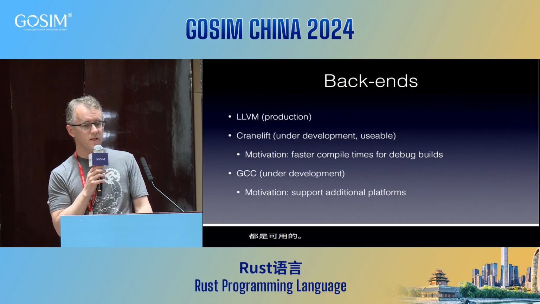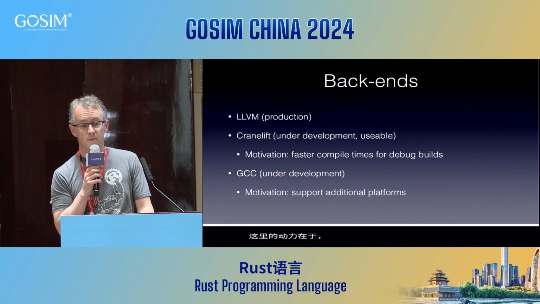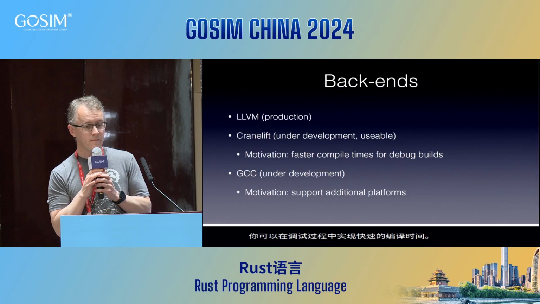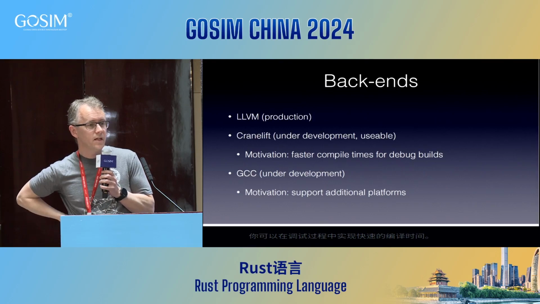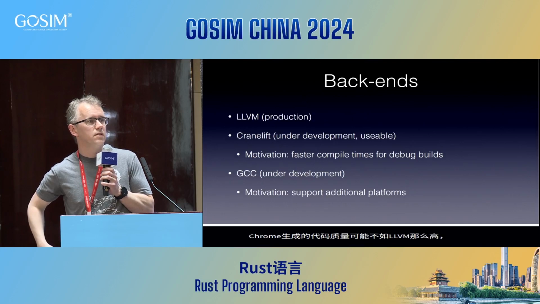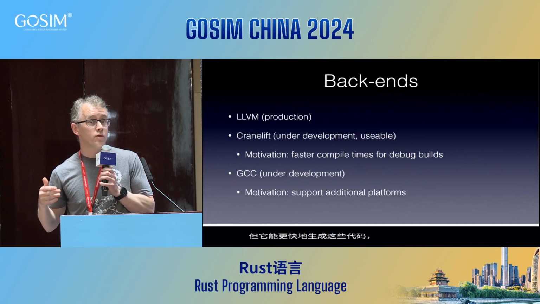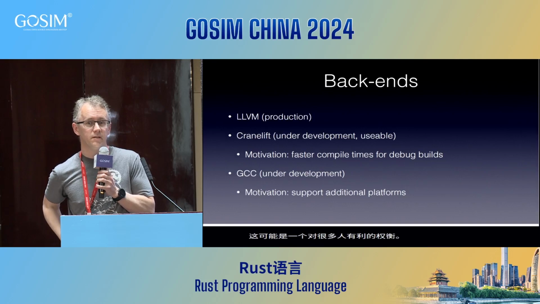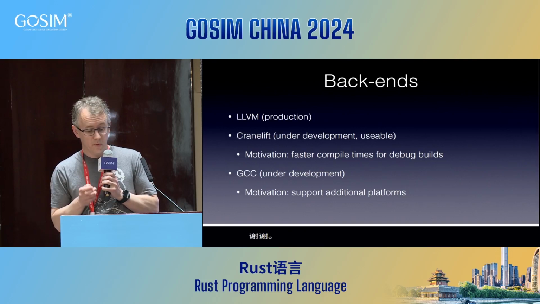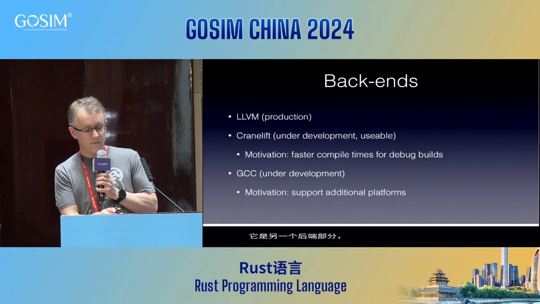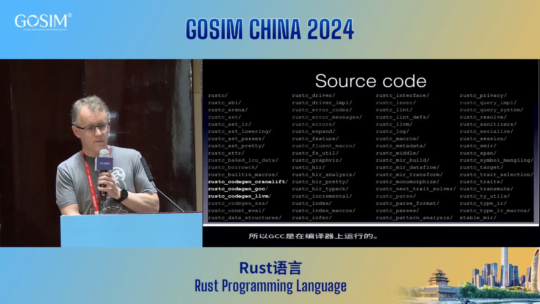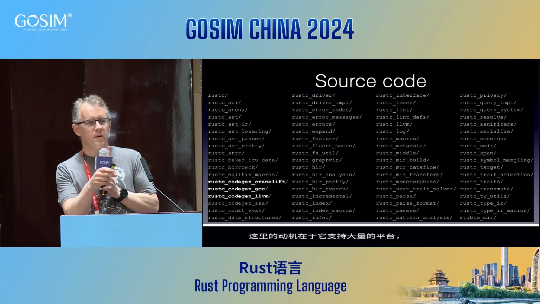The motivation here is faster compile times for debug builds. The quality of the code produced by Cranelift is maybe not quite as high as LLVM, but it will produce that code more quickly, and particularly for debug builds, this might be a trade-off that is good for a lot of people. And then GCC is the other backend. GCC is a well-known compiler. The motivation here is that it supports a lot of platforms, including some quite niche embedded platforms that LLVM does not support. And so that's why that's of interest. Once more, returning to the source code, each of those backends has a crate: Cranelift, GCC, and LLVM.